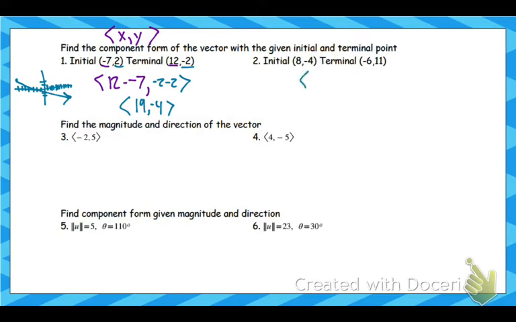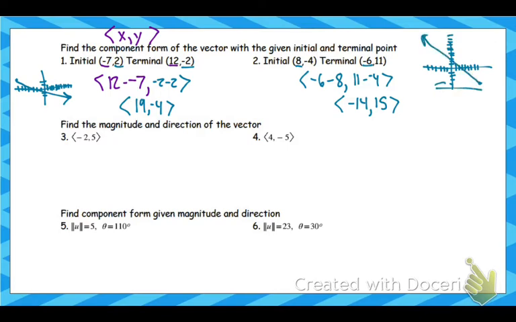Again, I would do the second point minus the first point, so the x's and then the y's. Negative 6 minus 8 is negative 14. 11 minus negative 4 is a positive 15. And again, if I want to check this by graphing, I'm going to start at negative 4 and end at negative 6, 11. So I went left 14 and I went up 15. It matches what I got algebraically.